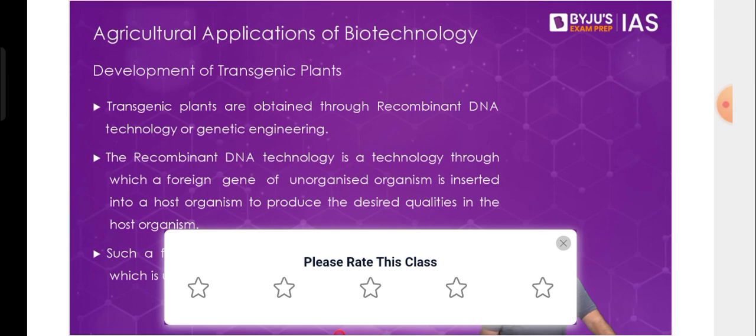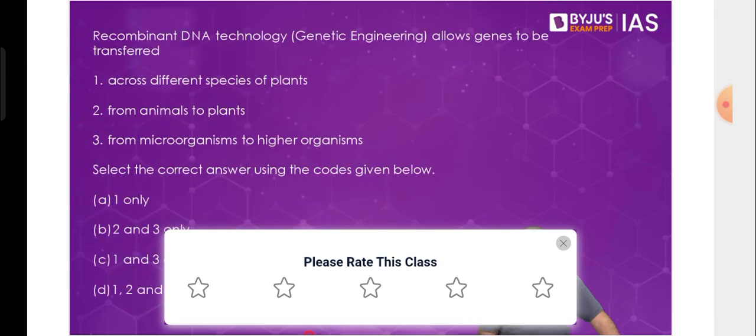How the development of transgenic plants happens, we will probably discuss in tomorrow's class, because it takes some time to discuss and we don't have enough time. Let's end with this question.